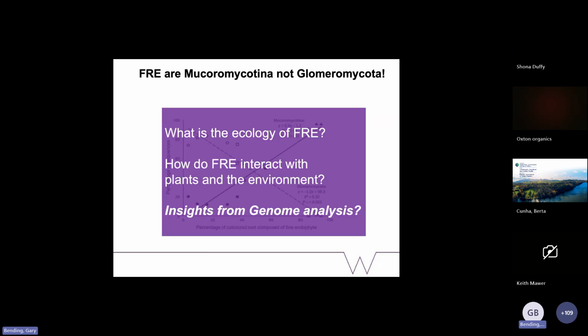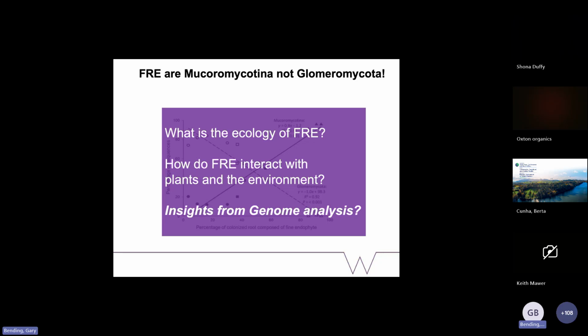And so everything that we know about mycorrhizas and arbuscular mycorrhizas, we've only been studying one part of the symbiosis. We've missed this fine root endophyte symbiosis. We know nothing about it. And so over the past maybe 5 or 6 years, we have had a number of projects, Megan and I, to study the ecology of this group, trying to understand how they interact with plants in the environment.